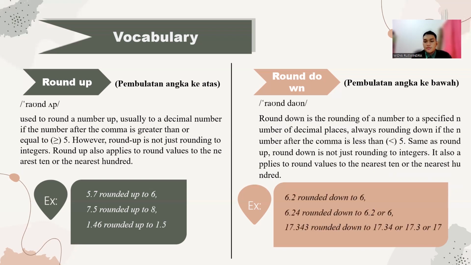This is for example, 6,2 rounded down to 6. 6,24 rounded down to 6,2 or 6. And 17,343 rounded down to 17,34 or 17,3 or 17.